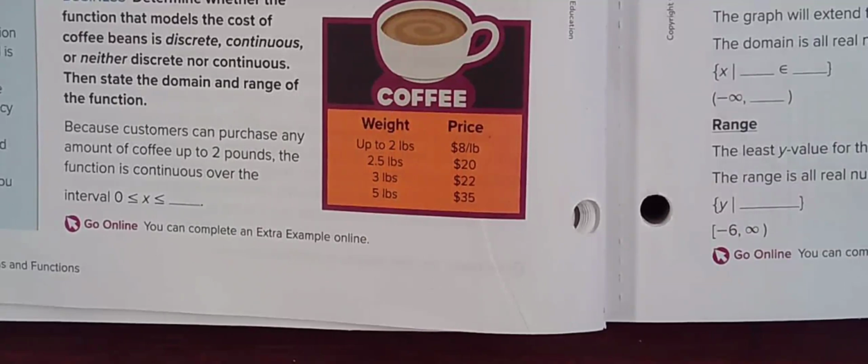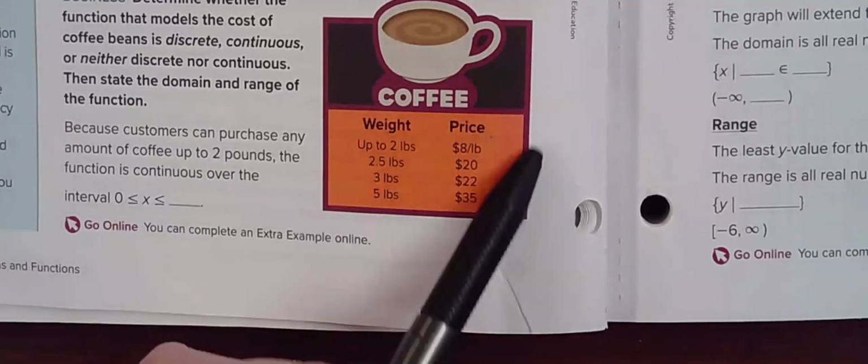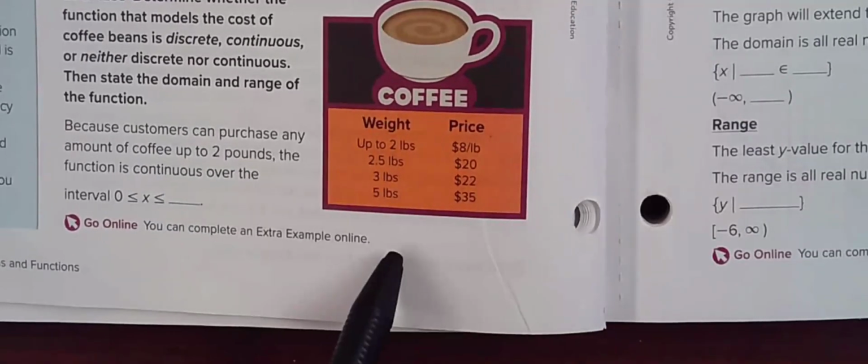What do we think about that? So the options here are discrete, continuous, or neither. Based on what we've got here, does anybody have any thoughts? Discrete, okay. How come? What's that? Individual numbers, okay. Any other thoughts?